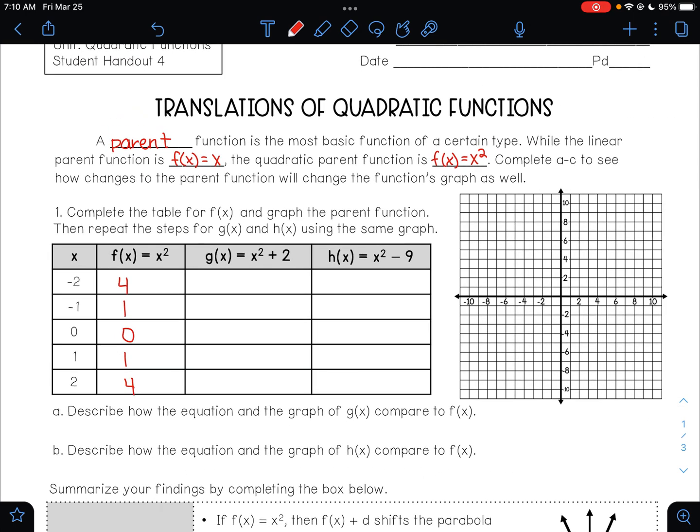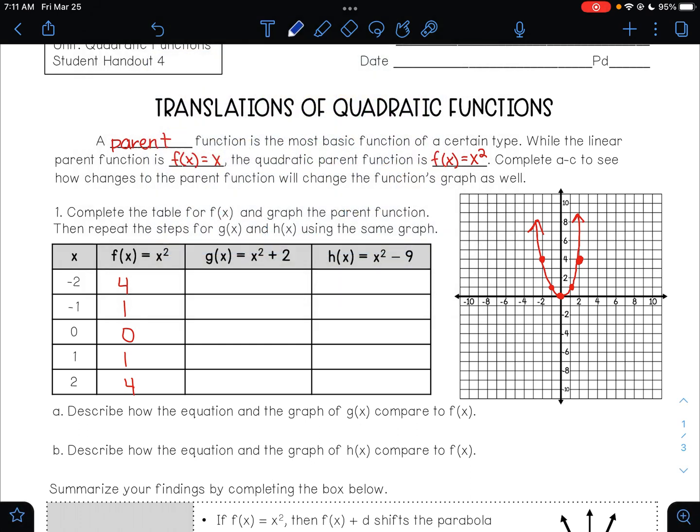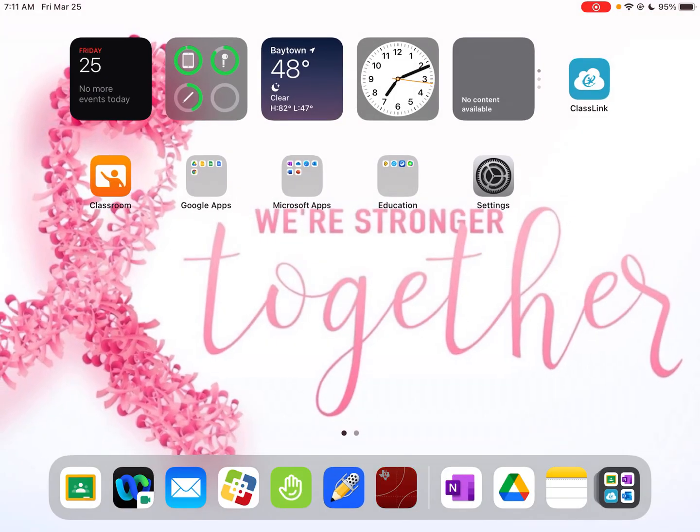Okay, and let's go ahead and graph that parent function. So I'm going to graph (-2, 4), (-1, 1), (0, 0), (1, 1), and (2, 4). And I'm going to connect the dots. And it makes us a nice little quadratic function. Now, for our second function, g of x equals x squared plus 2.